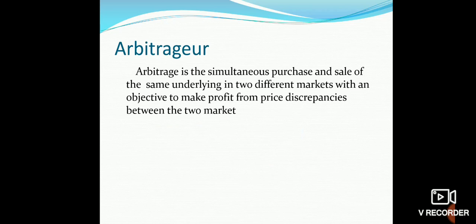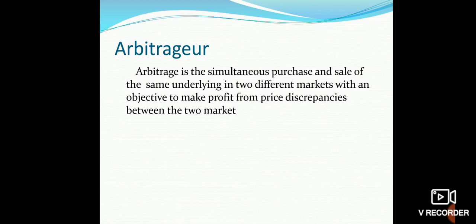Arbitrage, there is a spelling mistake. Arbitrage is a simultaneous purchase and sale of the same underlying in two different markets. For example, let's say Reliance Industries stock. In NSE, the price of Reliance Industries may be 1815 rupees. At the same time, the price of the Reliance Industries stock in BSE may be around 1900. Same stock, same quality, same quantity, but the price may be different in different markets, right?